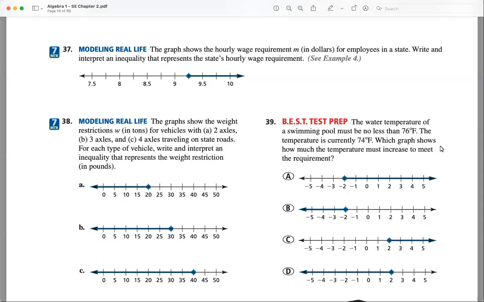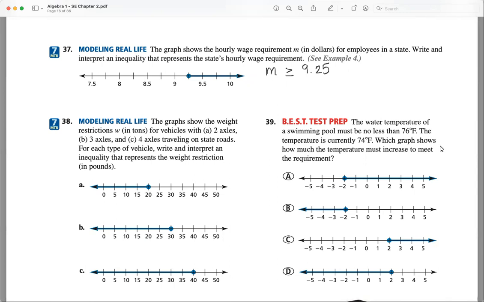The next example I want to do on the assignment pages is 37 on page 97. And it says the graph shows the hourly wage requirement in dollars for employees in a state. Write and interpret an inequality that represents the state's hourly wage requirement. And it's going by 0.25s. So the inequality is going to be M greater than or equal to, I have a closed circle, 9.25. That's the mathematical interpretation, the inequality.